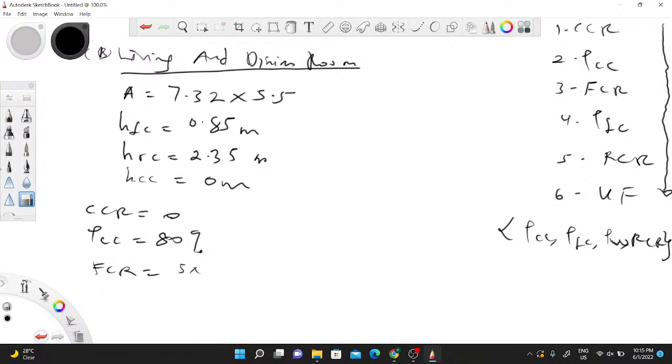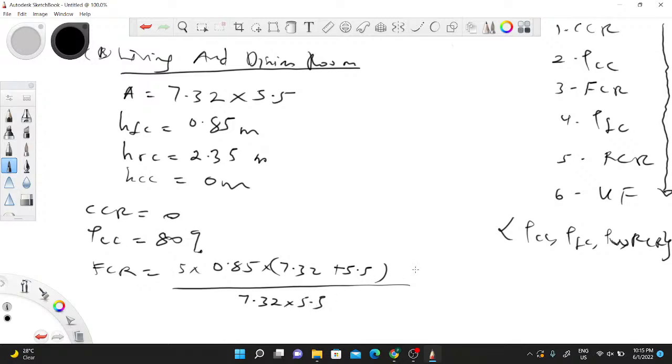So yeah, let's move on. So 5 times HFC times 0.85 times the sum of the length, so 7.32 plus 5.55, all over the product 7.32 times 5.55. So when you do this correctly, you get your FCR to be 1.351 meters.